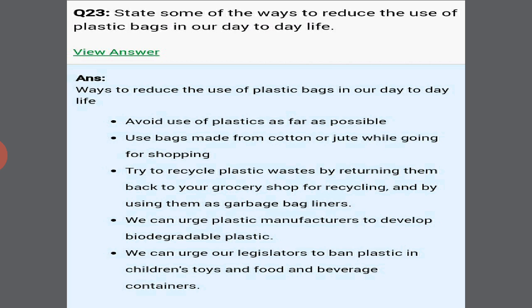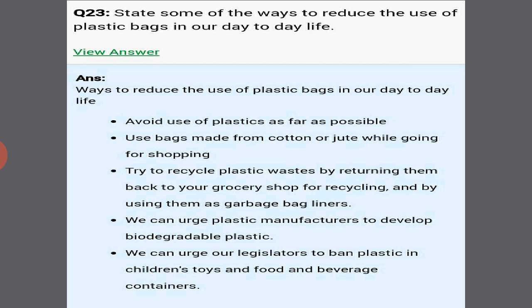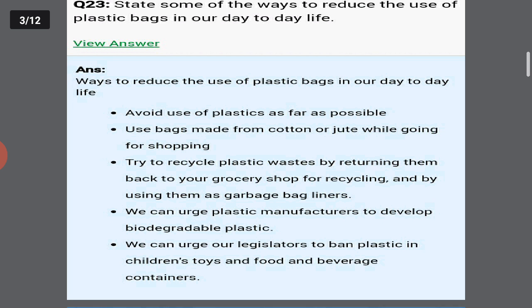Then next, we can urge plastic manufacturers to develop biodegradable plastic. Very right, this is an important point which can help us reduce the use of plastics, and they can be biodegradable also if possible. We can also request our legislators to ban plastic in children's toys and in food and beverage containers. So plastic is very tough to avoid, but we should try. Okay, let's move to the next question.